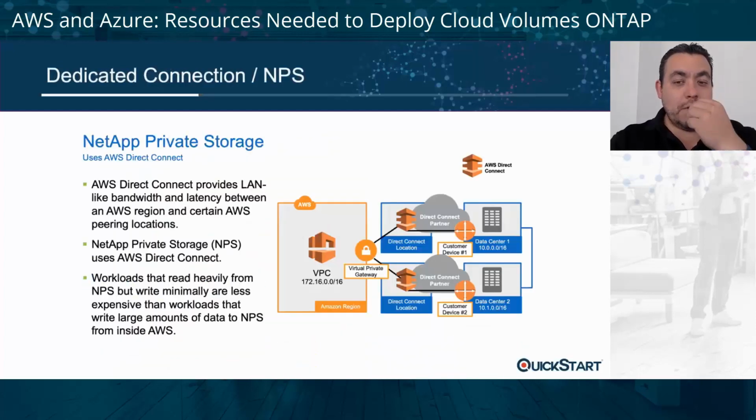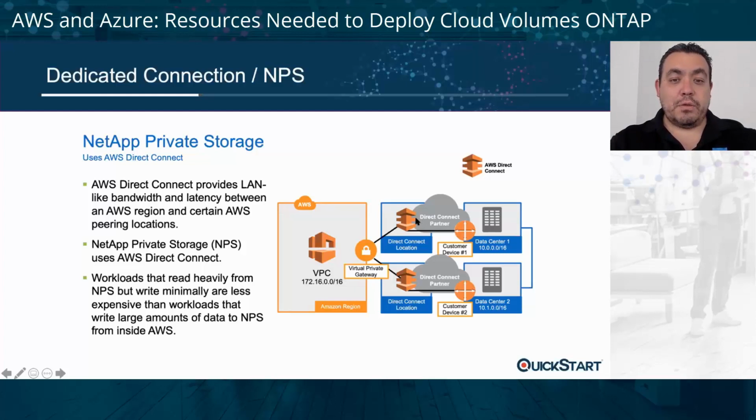Now, how can we choose between a dedicated connection or a VPN? Of course, a dedicated connection gives you way more bandwidth. It's way more expensive as well, but it's way more secure. Okay. You might need to go and check with AWS if they can give you a dedicated connection based on your location.